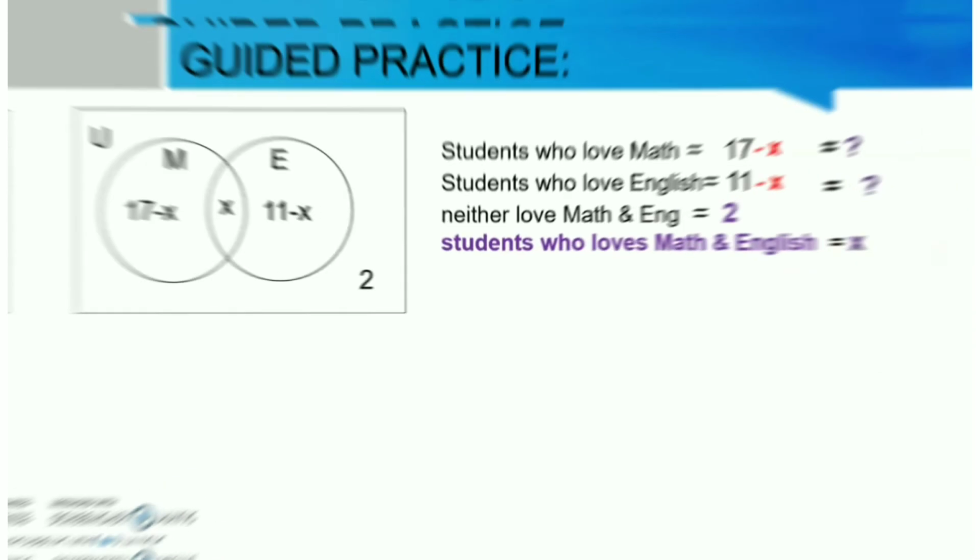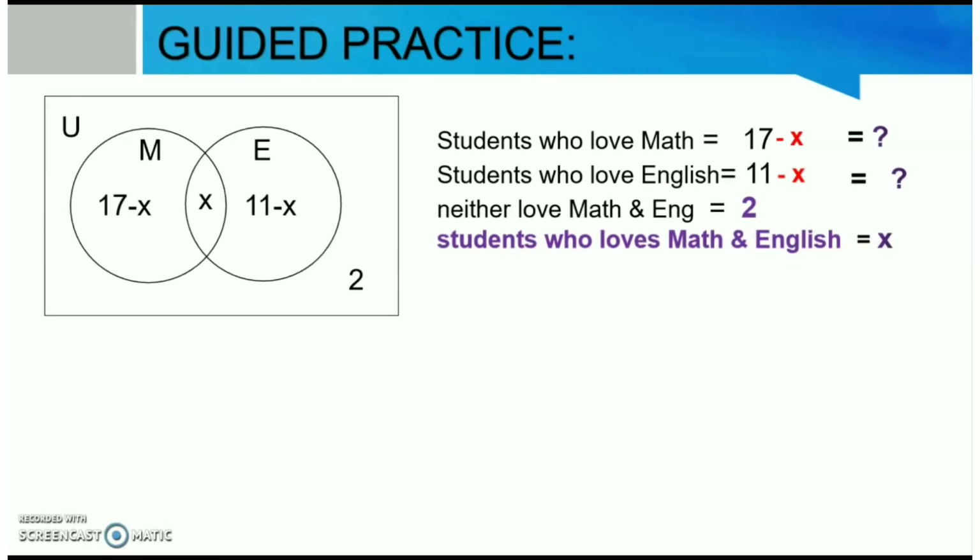Okay? So, ngayon, i-equate natin ang sum ng 17 minus X plus X and then plus 11 minus X sa 25 students. Since 25 students lang yung kasama sa ating set M and set E dahil meron tayong dalawang students outside the set. So, 27 minus 2 is equal to 25. Okay, so magiging 17 minus X plus X plus 11 minus X is equal to 25. Ngayon, i-add natin yung magkakaparehas na terms.